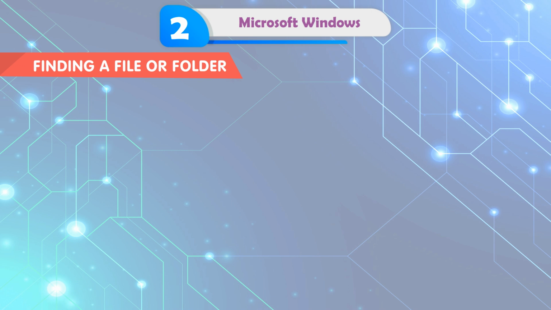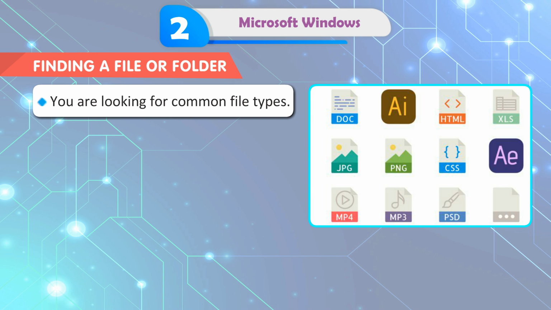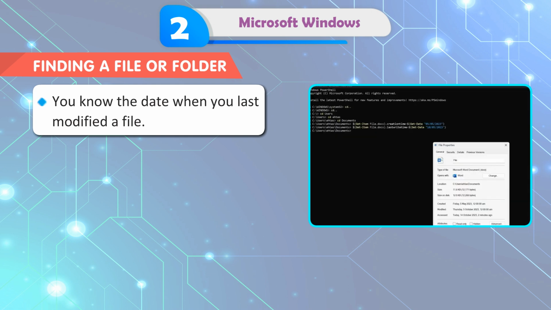Finding a file or folder. Windows offers a number of ways to find files and folders. Search Companion offers the most direct way to locate a file. Use Search Companion if you are looking for common file types, you remember all or part of the name of the file or folder you want to find, or you know the date when you last modified a file.